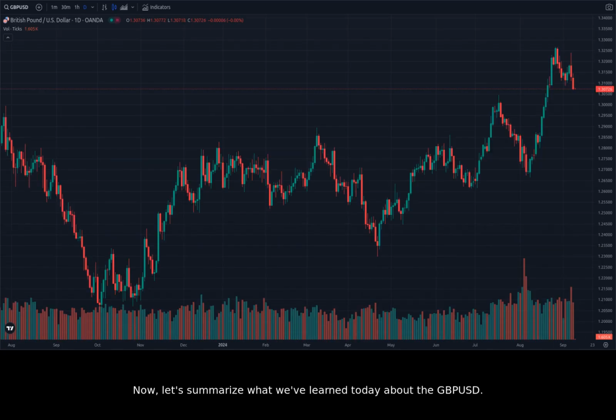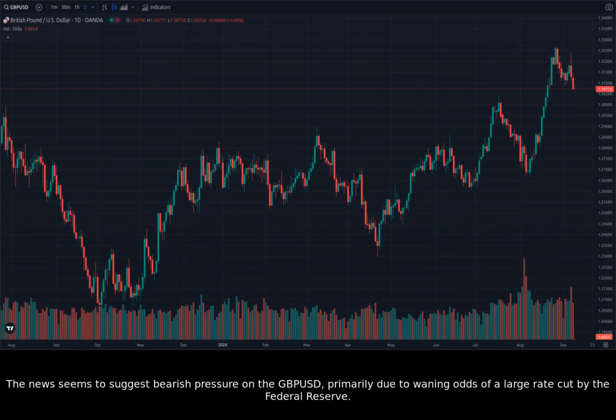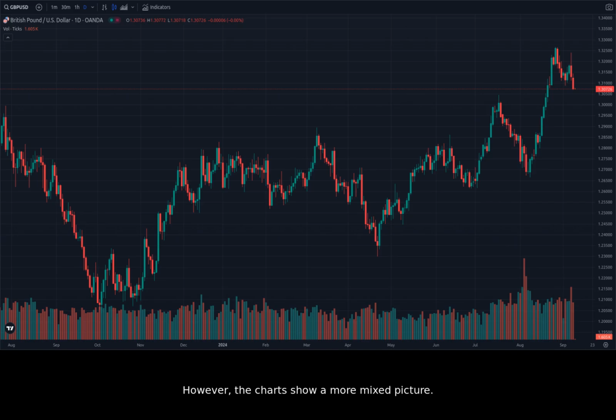Now, let's summarize what we've learned today about the GBPUSD. The news seems to suggest bearish pressure on the GBPUSD, primarily due to waning odds of a large rate cut by the Federal Reserve. However, the charts show a more mixed picture. The daily chart indicates an overall bullish trend, but with signs of a potential reversal. The 1-hour chart is more volatile but still suggests a bullish trend with support near 1.3000. The 15-minute chart is very volatile, making it difficult to make short-term predictions.